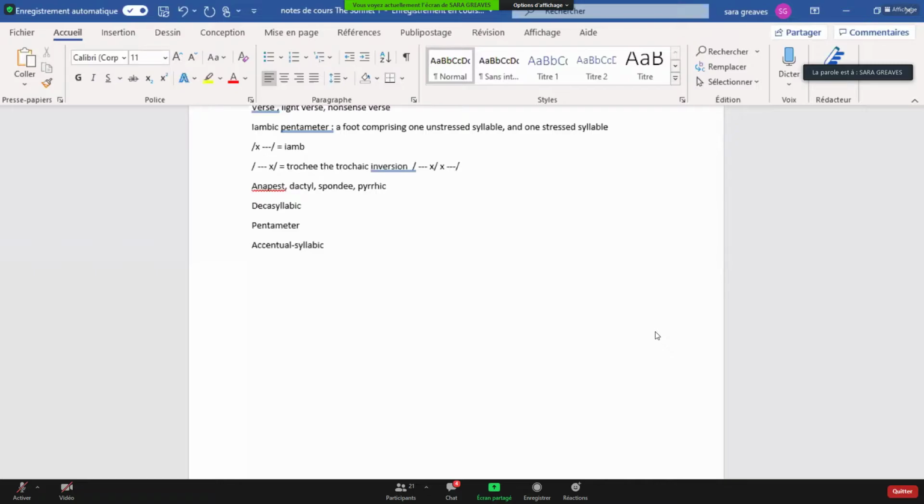It has 5. I mean, the basic iambic pentameter is a line which looks like this. If we just write it out, it looks like this.